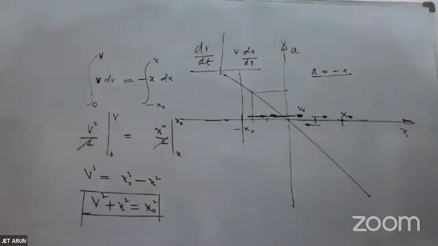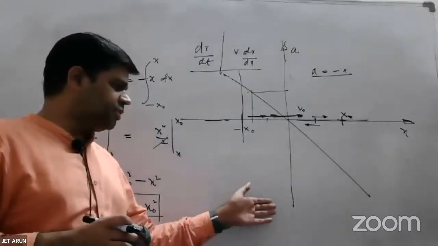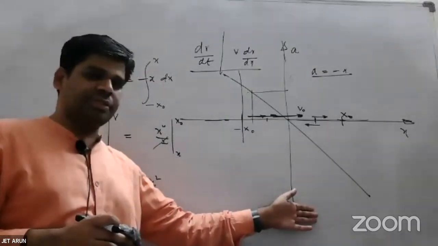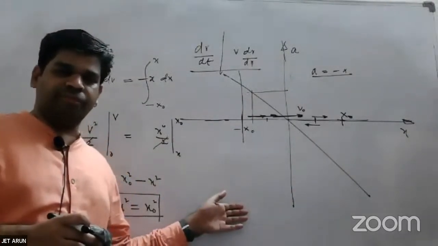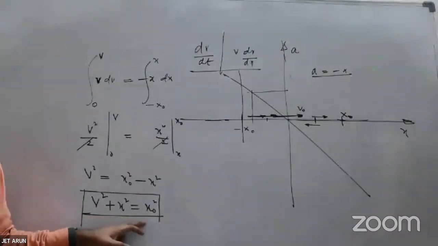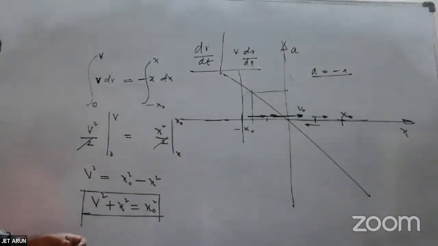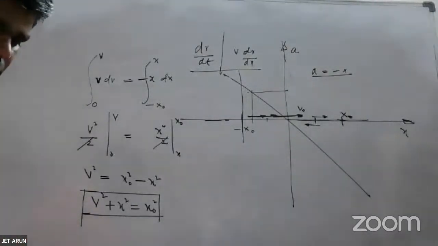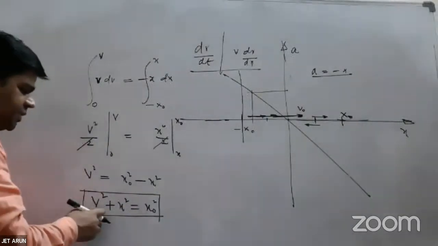If I look at this equation, it is a special case of the general equation of a conic, ax square plus by square plus 2gx plus 2fy plus d equal to 0. That's the equation of a conic. But here a is equal to b, g is equal to 0, f is equal to 0. So this is a circle with center at origin. All right. So let's draw this circle. For different x naught, I'll get different circles.